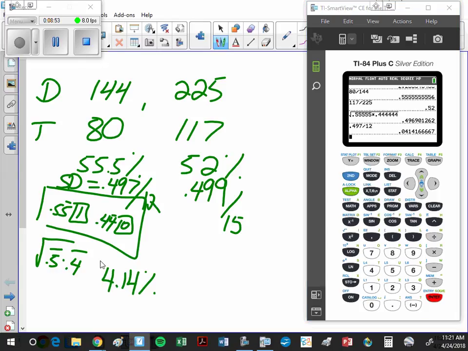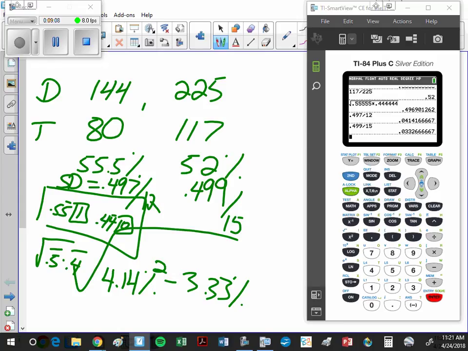Okay. And then 0.499 divided by 15 is going to be 3.33%. Now what? SE difference. Nope. You square them, add them together, and take the square root.